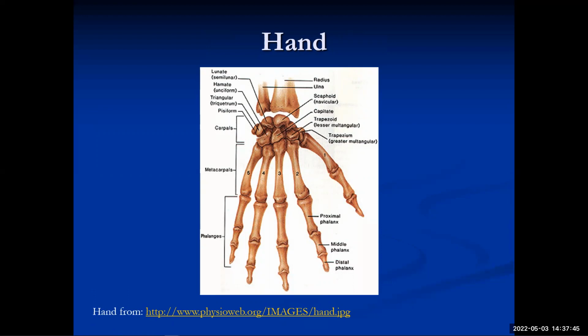Let's have a look at the hand. The hand consists of the phalanges, metacarpals, and carpals. Notice these bones here. Out of all of these sets of bones, which ones do you think will be the most difficult to heal if you get a fracture? Would it be the carpals, metacarpals, or phalanges? Which one do you think will be the most difficult and why?